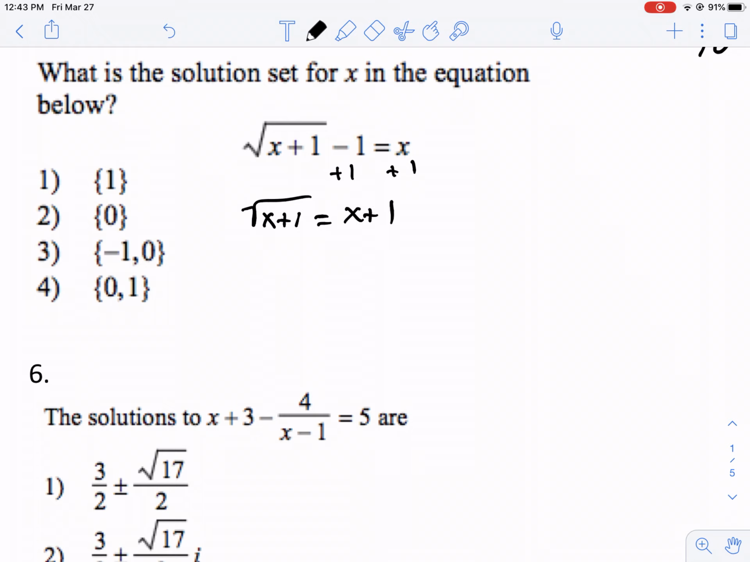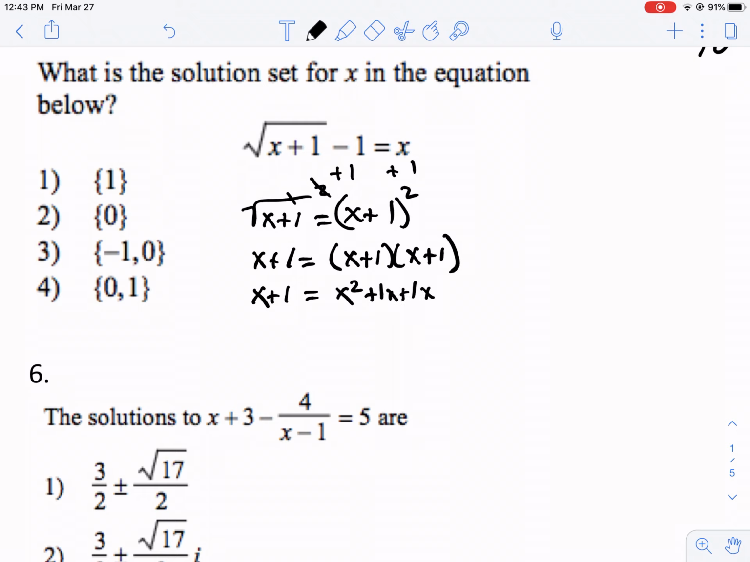Since the radical is isolated, I'm now going to square both sides. Remember, I have to wrap up the entire side in parentheses and square it. Squares and square roots cancel out. So now that parentheses is being squared, that means I have 2 of them being multiplied together, and I need to double distribute. So I get x plus 1 equals x squared plus 2x plus 1, which is a quadratic, so I'm going to set it equal to 0.